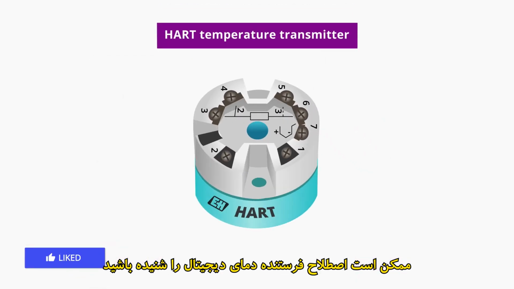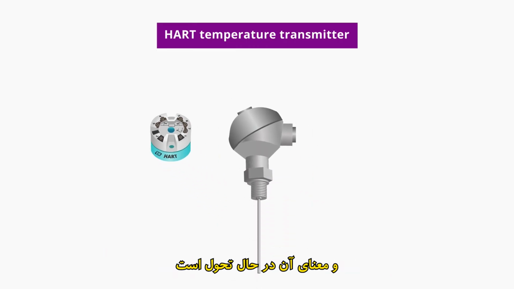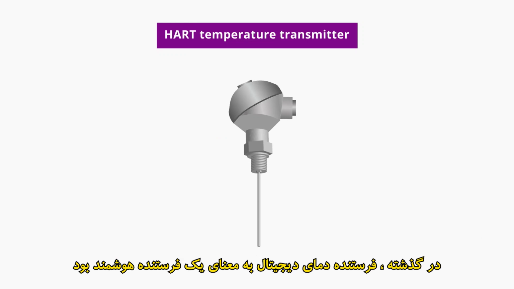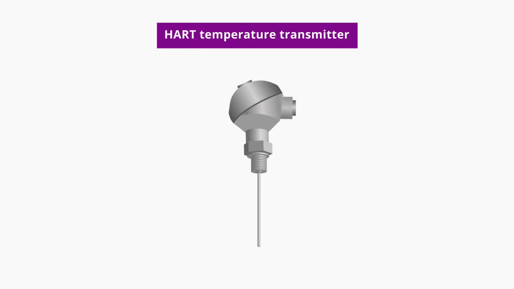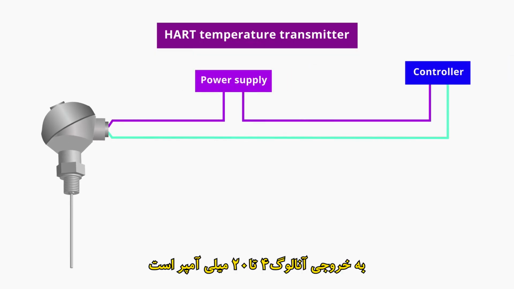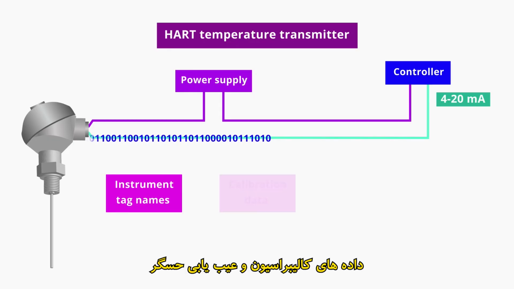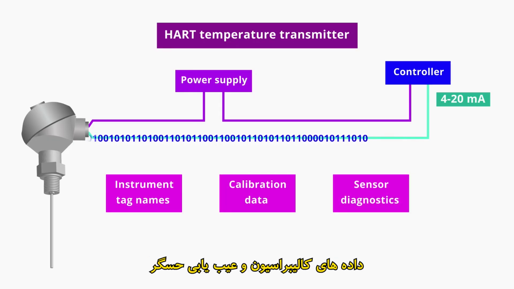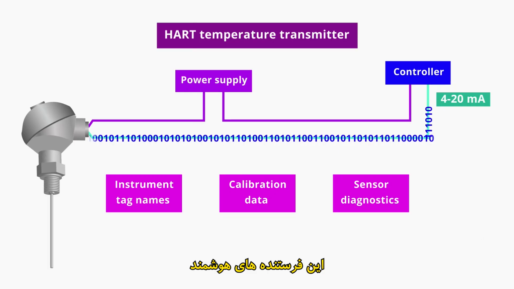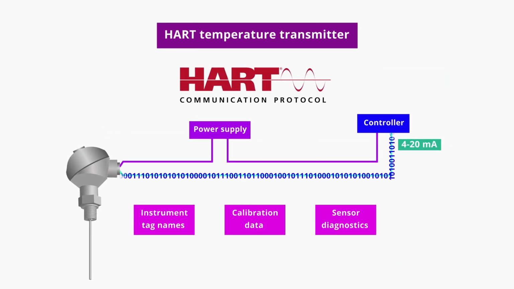You may have heard the term digital temperature transmitter. This term has been around for a while now, and its meaning is evolving. Historically, a digital temperature transmitter was a smart transmitter. The smart transmitter is an intelligent transmitter that has an analog output of 4 to 20 milliamps and also provides digital communication signal information such as instrument tag names, calibration data, and sensor diagnostics. These smart transmitters use HART protocol or Foundation Fieldbus or Profibus.